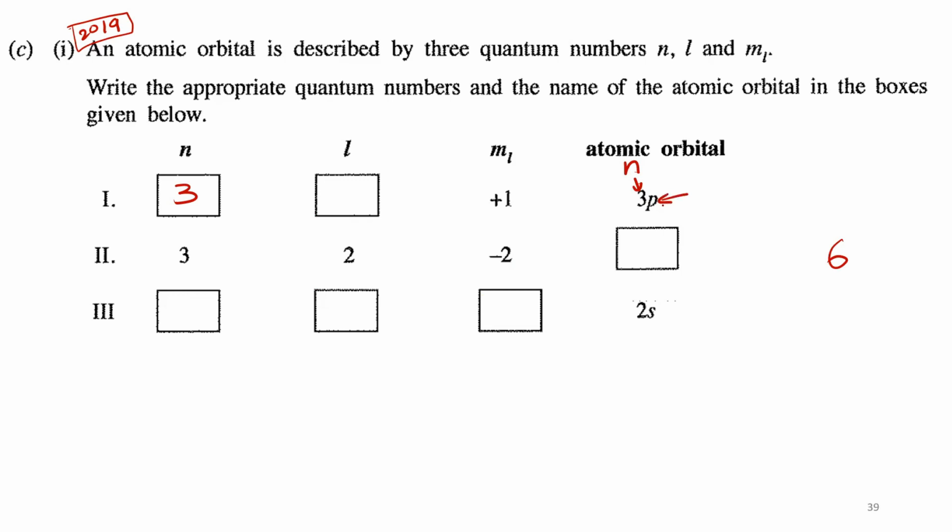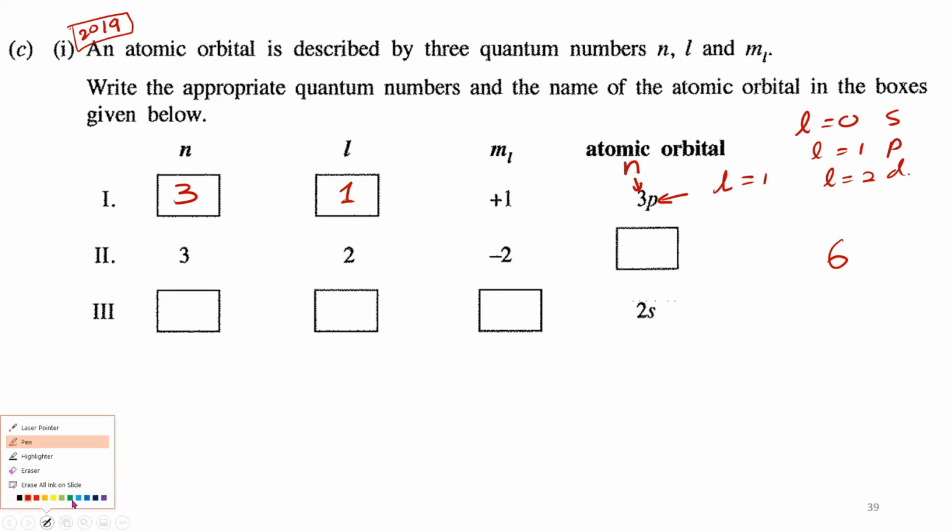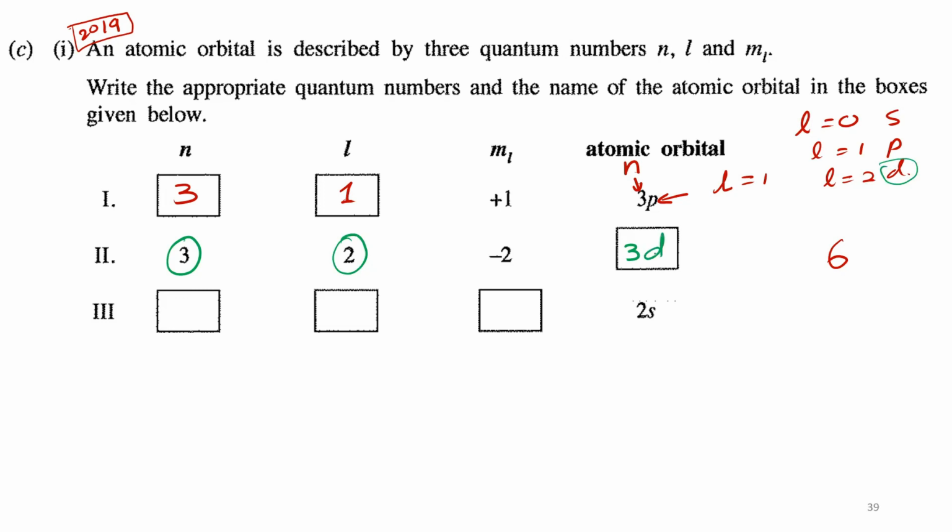And what's here? It's p. For p, you have to have your L equal 1. Remember, L equals 0, you get s. L equals 1, you get p. L equals 2, you have d. So your L is 1 here. And in the second one, you can see the n. n is 3. So in the atomic orbital, it is 3 something. And you see your L as 2. L equals 2 is the d. So this is 3d.